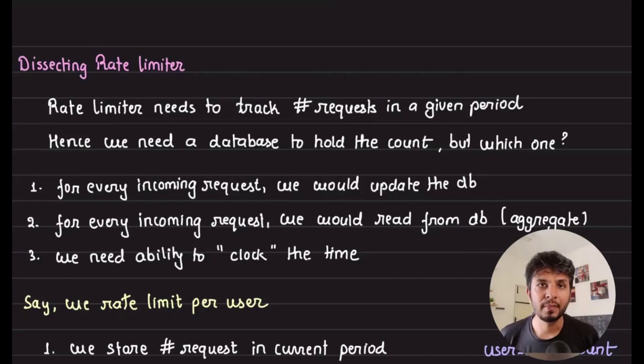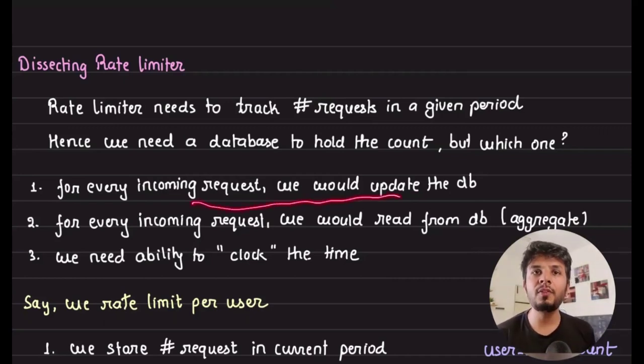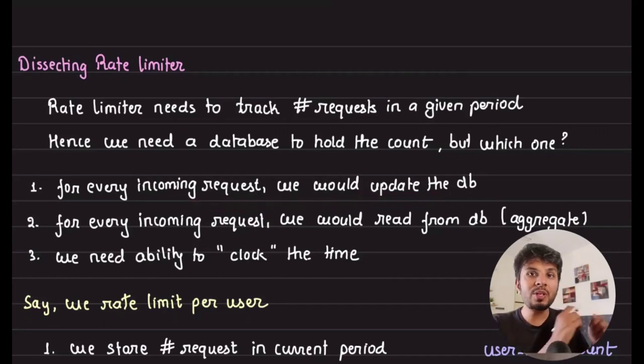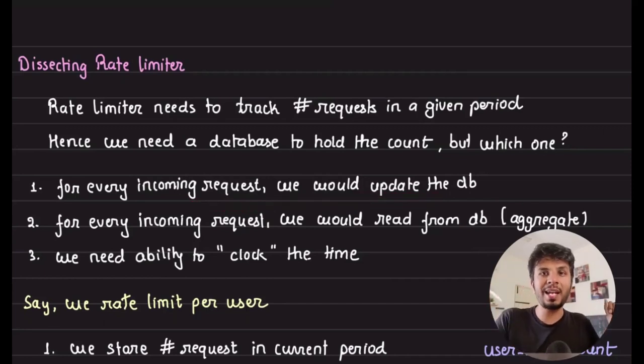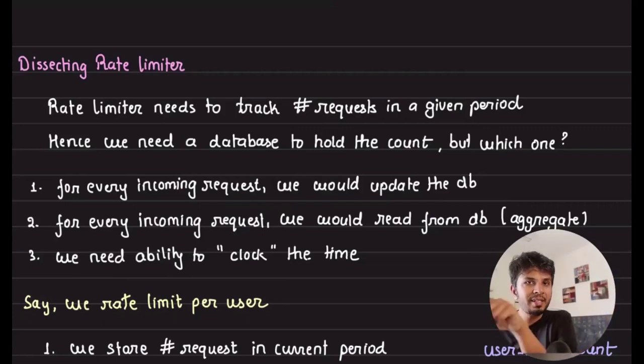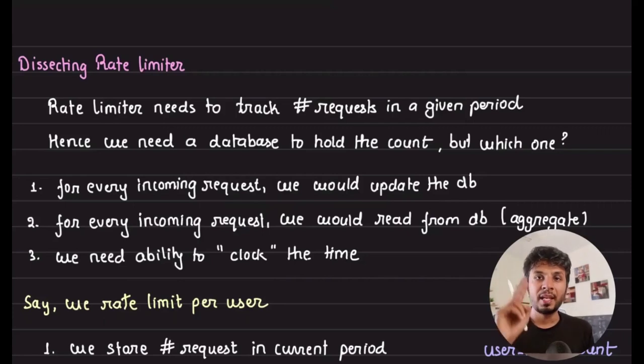So what we are doing over here is, for every incoming request, we would be updating the database, because we would have to register that, hey, I'm handling one more request, one more request, one more request. So your database is constantly being updated for every request that you handle. Number one. Number two is, for every incoming request, you're also reading from the database: hey, am I allowed to go on and serve this request or not, right?